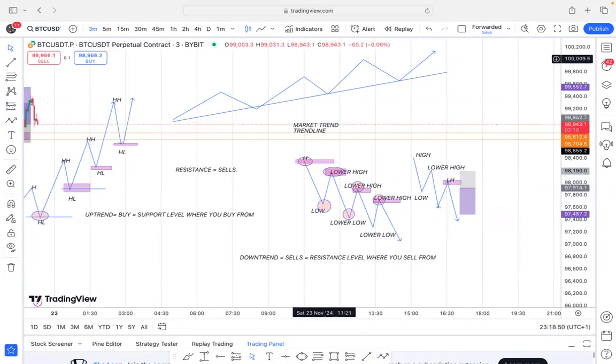Do you guys understand? Yes. Then please come again from that lower high. On the lower high, right? Yeah. Give me a second.